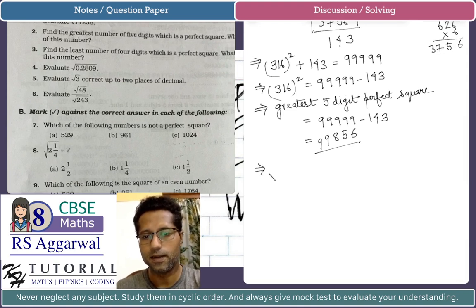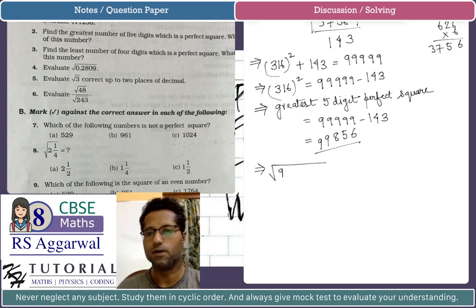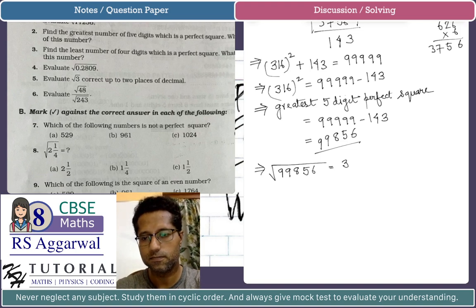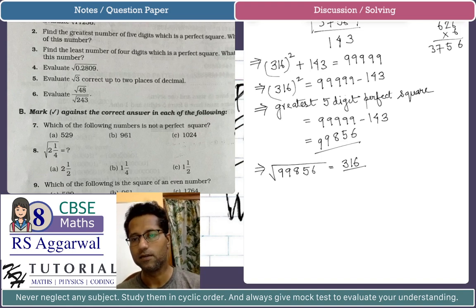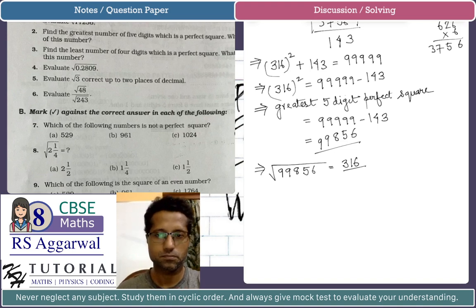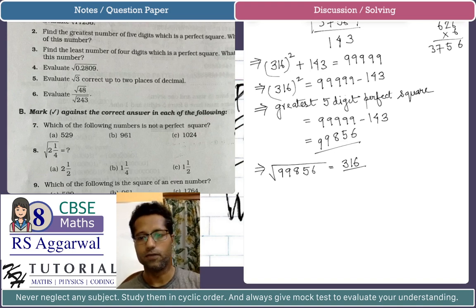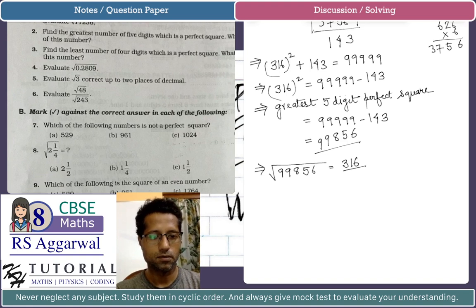We can clearly see that the greatest 5-digit number which is a perfect square is 99856, and the square root of 99856 is nothing but 316. So the answers are 99856 and 316. 99856 is the greatest 5-digit number which is a perfect square, and the square root of that number is 316. Okay, so I will quickly check whether I have found the square root correctly or not. 316 multiplied by 316 is 99856.